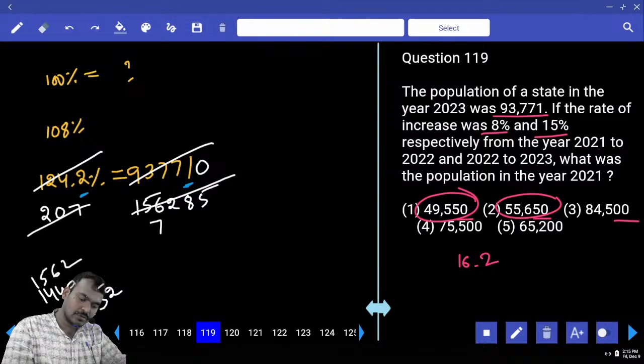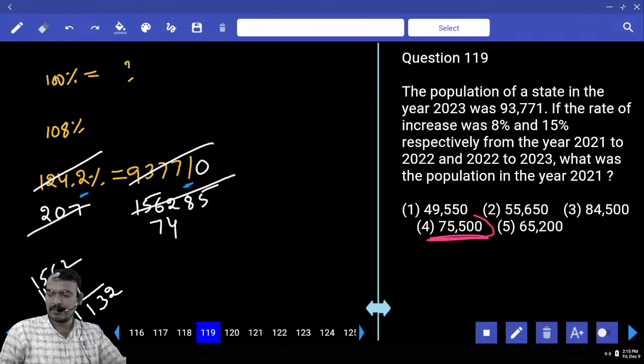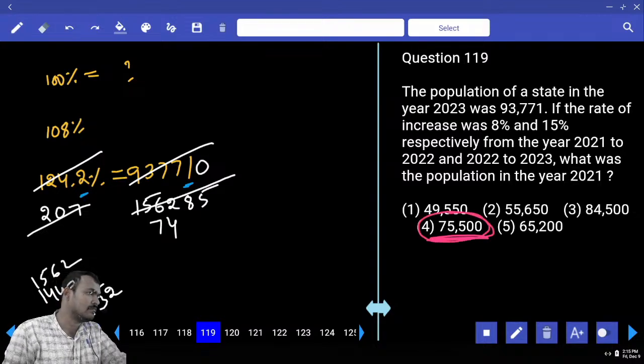5 times or 4 times? 5 times means it is 1035. Means it is 4 times. The answer will be nearby 74,000. What is the nearest value? 75,000. Change or not? The calculation went wrong somewhere.